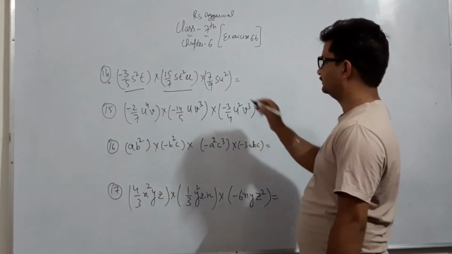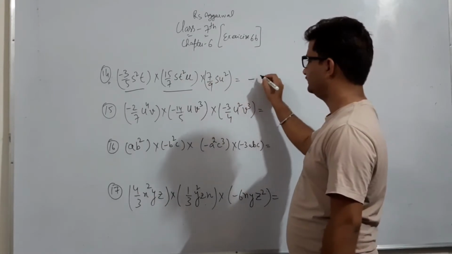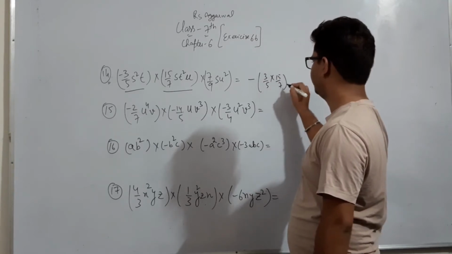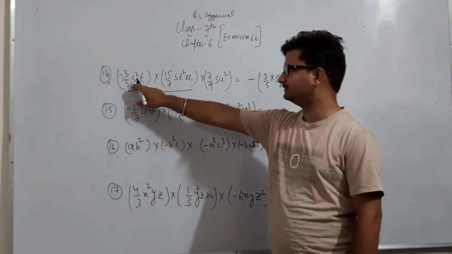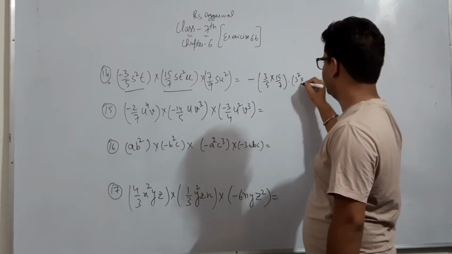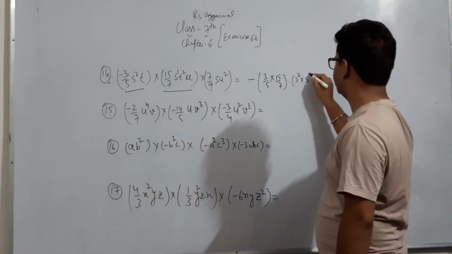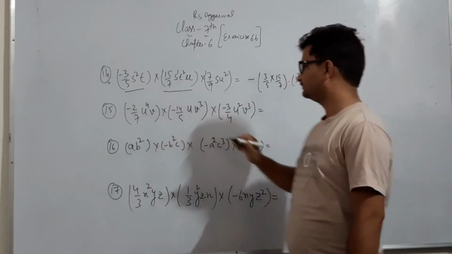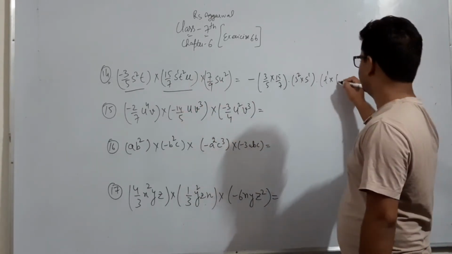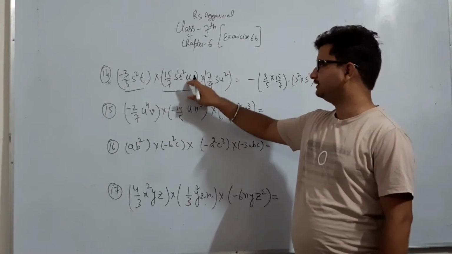Here the sign is negative, here the sign is positive, so plus minus is minus sign. Then we multiply the constant numbers, 3 by 5 into 15 by 7. Now here the like term is s, here s to power 2, so we write s power 2 into s raised to power 1. And the next variable is t, so we take t raised to power 1 into t raised to power 2.